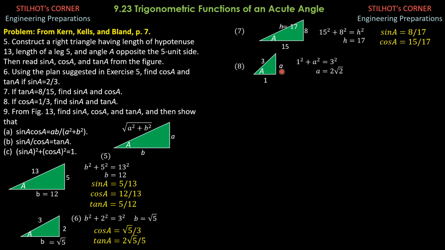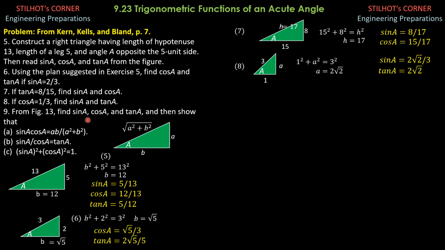From here, sine of A is 2 square root of 2 over hypotenuse 3. So 2 square root of 2 over 3 is sine of A. While tangent of A is opposite 2 square root of 2 divided by 1. So that is still 2 square root of 2.